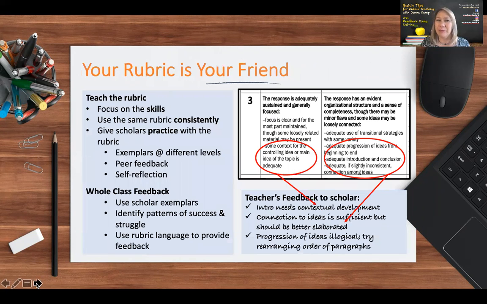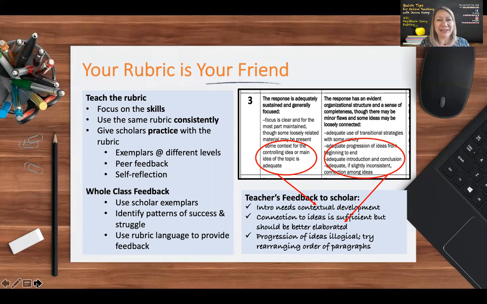No matter the rubric, it should be your friend. And if the rubric is our friend, then we need to get to know our rubrics and really make sure that our scholars know the rubric so that they can feel the rubric is their friend as well. So let's focus on teaching the skills of the rubric specifically to scholars. Let's make sure to use the same rubric as consistently as possible. If not the exact same rubric, then the same type of rubric.